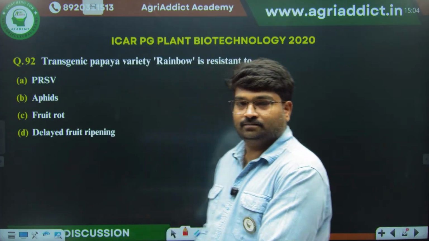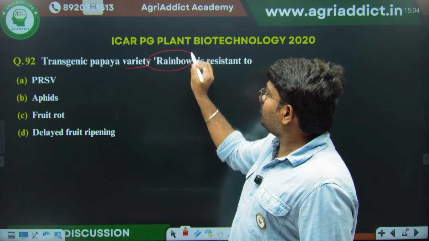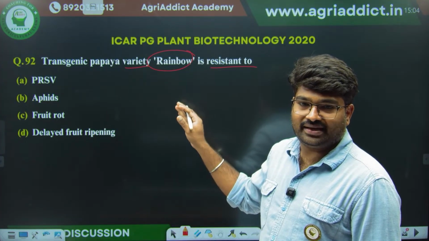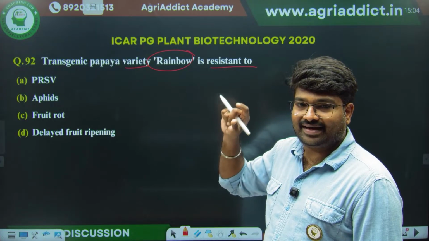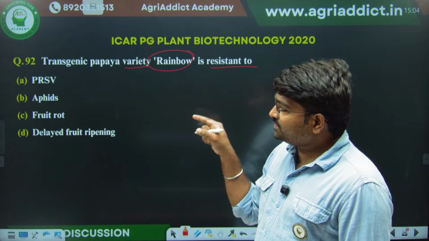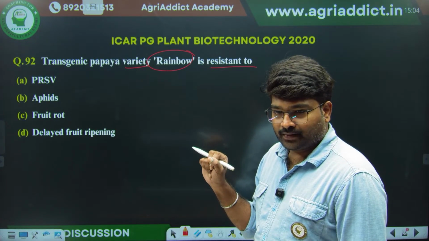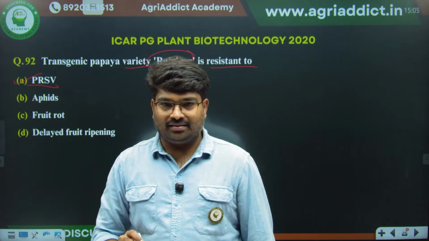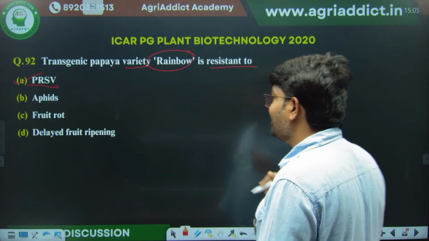Transgenic papaya variety Rainbow is resistant to what? Everything is there in our lecture class PPT itself. I have given this. Rainbow is resistant to papaya ring spot virus, aphids, fruit rot, or delayed fruit ripening. Yes, it's ring spot virus, a viral resistant one. Rainbow and SunUp, a total of 2 varieties are there. So this is very important.